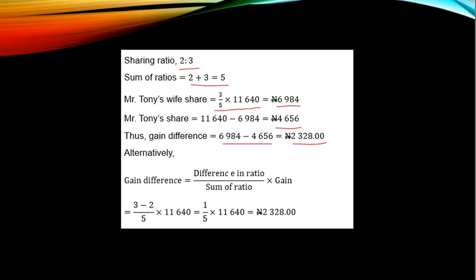If you want to go directly by getting the gain difference, you can also say gain difference is equal to difference in ratio over sum of ratio times gain. So the difference is 3 minus 2 over 5 times the gain. When you do that, you also have the same amount as the gain difference, how much the wife got higher than the husband.